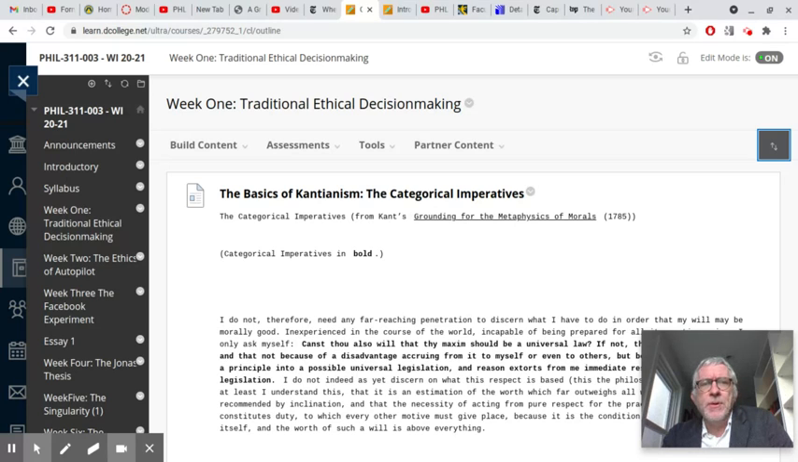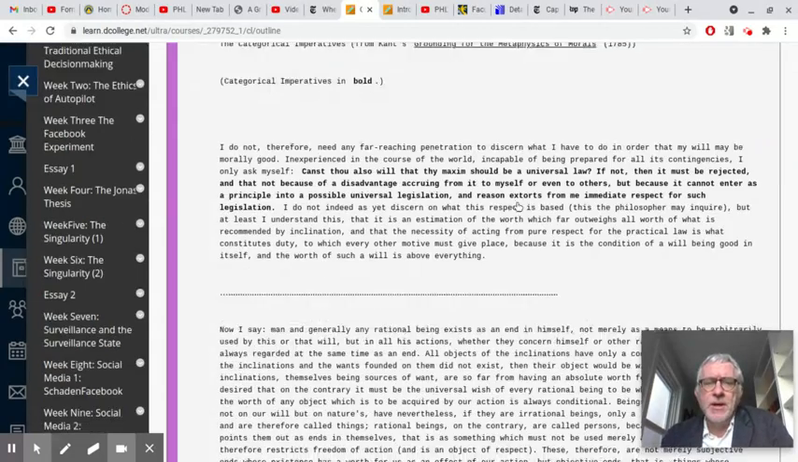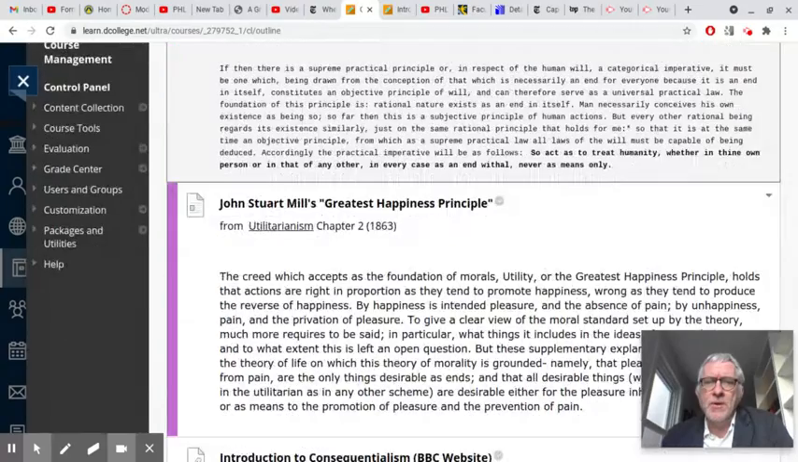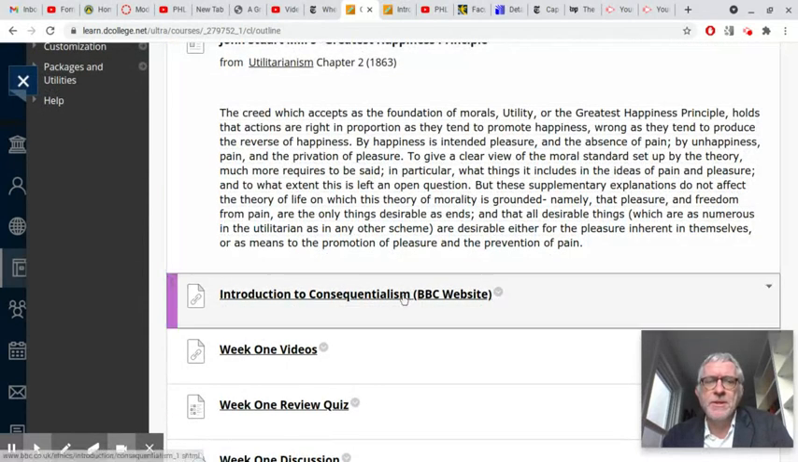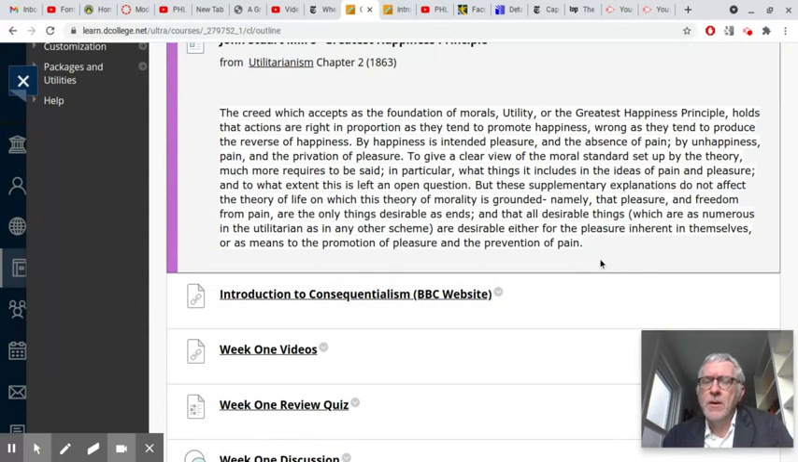Week 1, traditional ethical decision making. What is the idea this week? Well, the idea this week is just to familiarize ourselves with a couple of approaches to ethical decision making. The one that we're calling Kantianism, just because it's the philosophy of Immanuel Kant, 18th century German philosopher, and utilitarianism, which, as we know, is a form of consequentialism. That should be clear what that means.